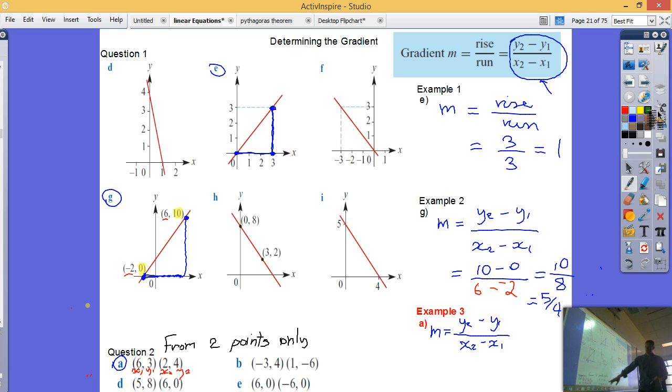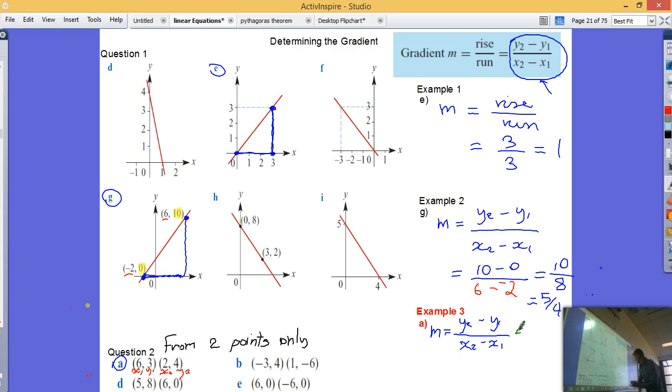So once I've identified which numbers are which, let's substitute them in. y2 is 4, y1 is 3, and that x2 is 2, and x1 is a 6. Okay, now let's simplify. I've got 4 take 3 is 1 over 2 take 6. Well, that gives you negative 4. And that altogether gives us a negative quarter as a gradient value.